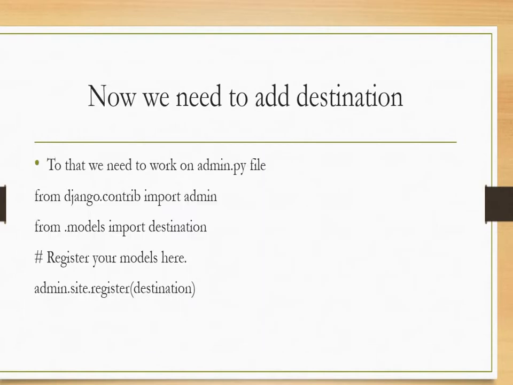Once this is done, you need to make some changes in the admin.py file. It is from django.contrib import admin, from .models import destination. I want to register destination in admin.site.register. So here I am telling admin.site.register, what you want to register? You are going to register destination.